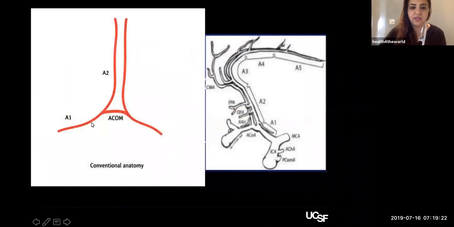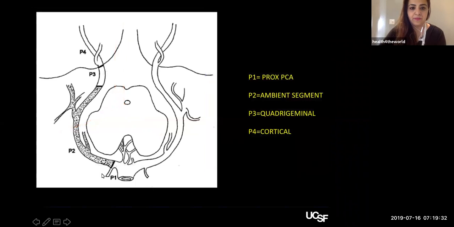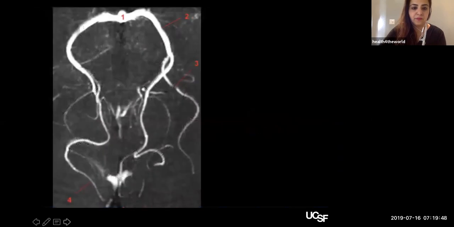All right, these are the branches of the segments of the ACA. A1 is before the ACOM, then we have the A2, and then we have the A3, A4, and A5. For the PCA, P1 is the proximal PCA, P2 is the segment within the ambient cistern, P3 is the quadrigeminal cistern, and P4 is the cortical region. Okay, so the segments are marked on the CTA here, P1, before the PCOM, P2, P3, and then P4.